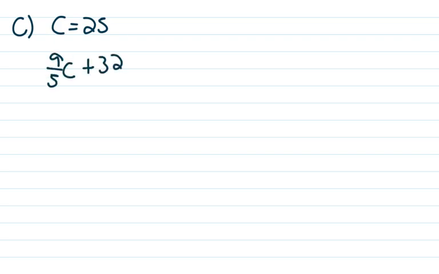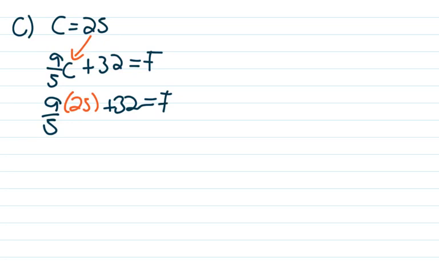Okay. And C, determine the Fahrenheit temperature when C equals 25. So I can actually use the equation I just made, or I can use the original one. I'll get the same answer, but I'm going to use the equation I made in B because it's going to be a lot simpler. So that was 9 over 5c plus 32 equals F. So I'm going to plug in 25 for C. So 9 over 5 times 25 plus 32 equals F.